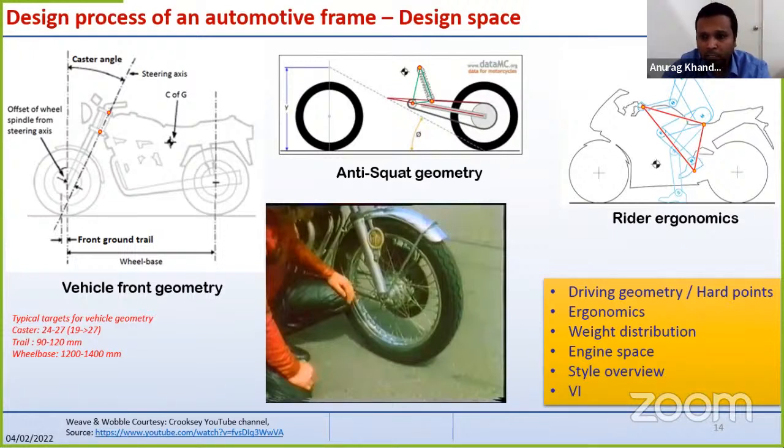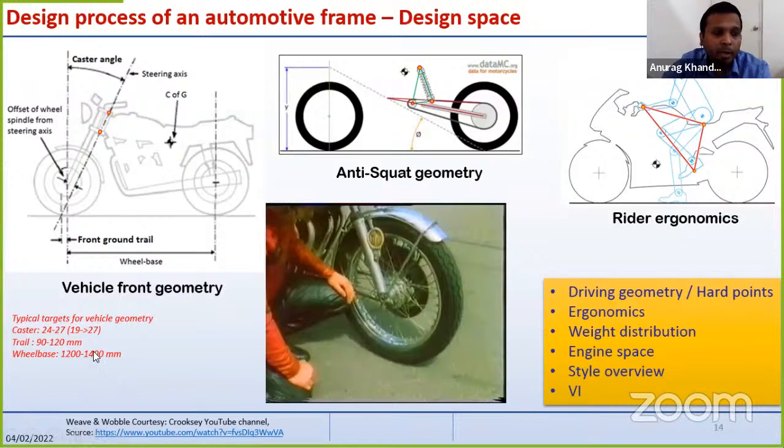It involves parameters such as caster angle, front ground trail, wheelbase, and even the CG point is one of the parameters in vehicle geometry. So typical targets for caster are like 24 to 27. Caster along with the trail has an impact on straight line stability. Increased caster along with increased trail actually improves the straight line stability. It creates a tire slip force which tries to bring the wheel back to straight line. However, an increase in the caster angle reduces the cornering capability.